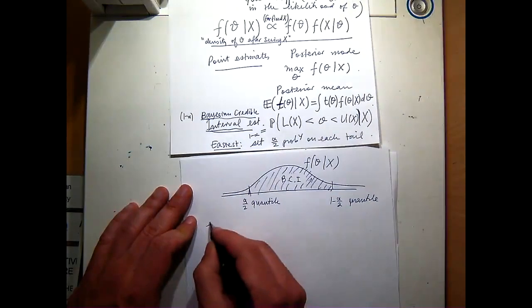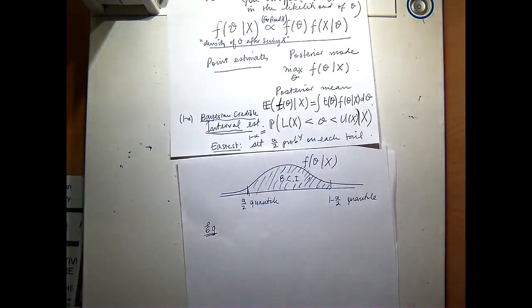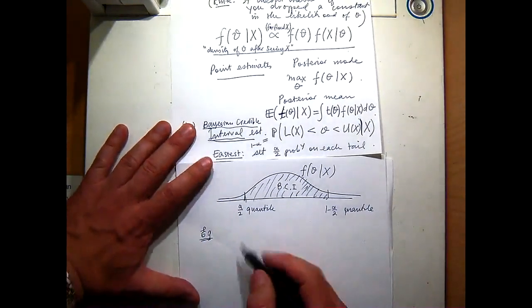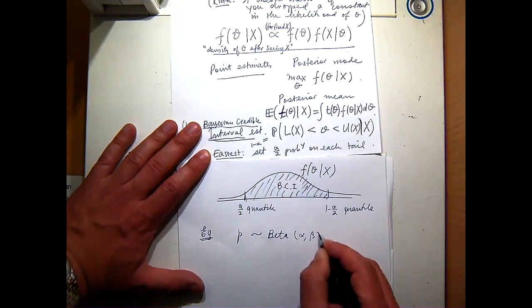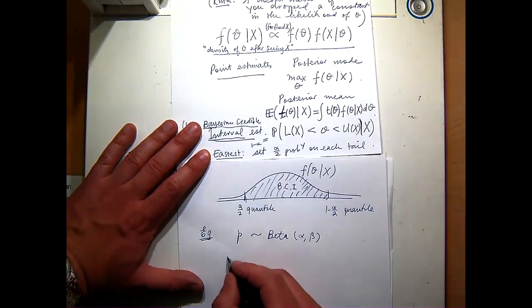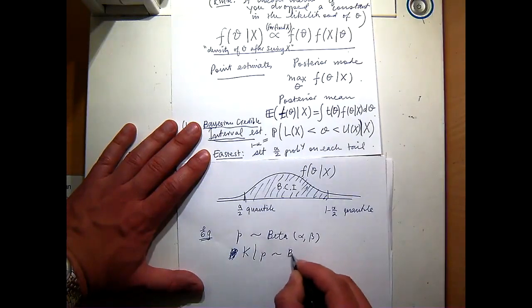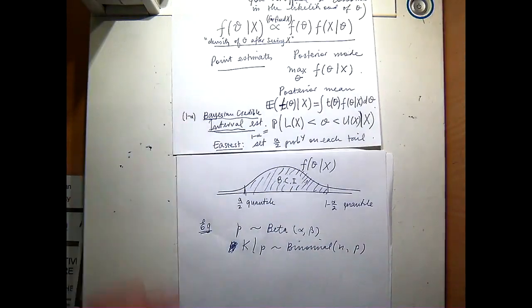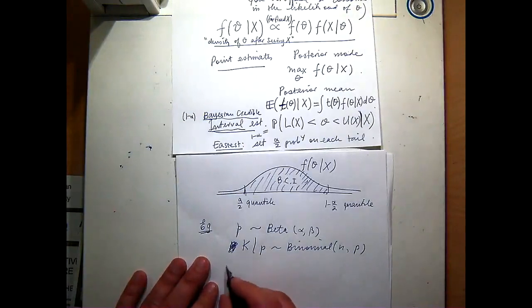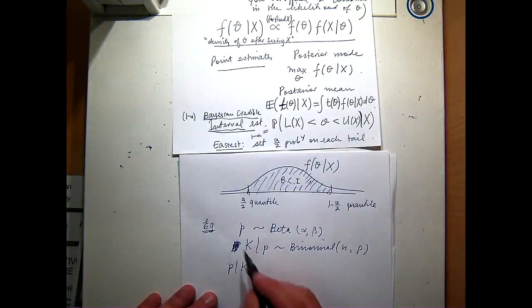So let's continue with an example from last time, which was to do with a particular conjugate prior. A conjugate prior is when the parameters just update in an easy-to-track fashion. So last time, the proportion P had a beta alpha beta distribution, and say that you have some observed K, where K given P has a binomial distribution in P. Then P given K, well, we did the calculation last time.